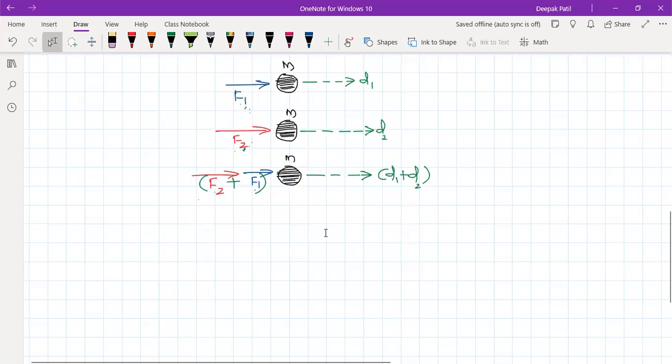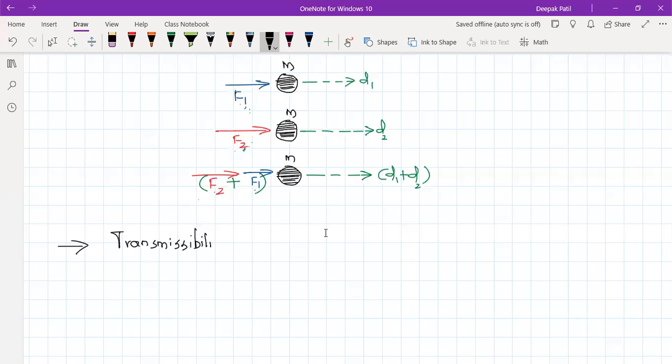Now, we also need to understand one more very important principle. It is called the principle of transmissibility of forces.